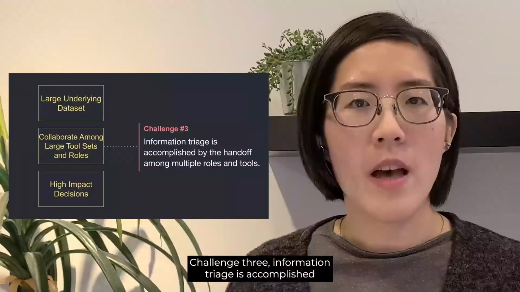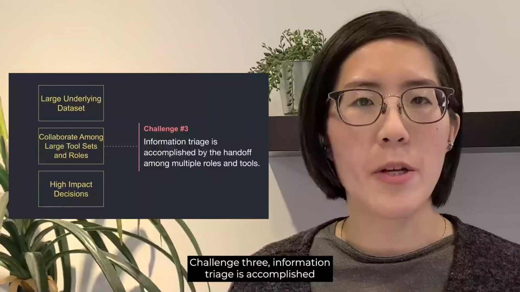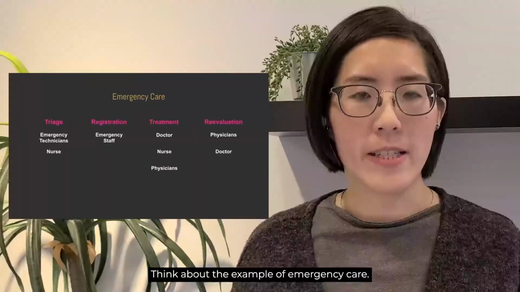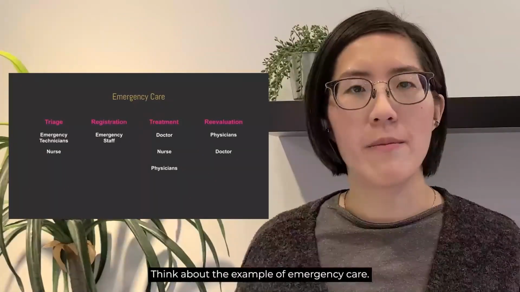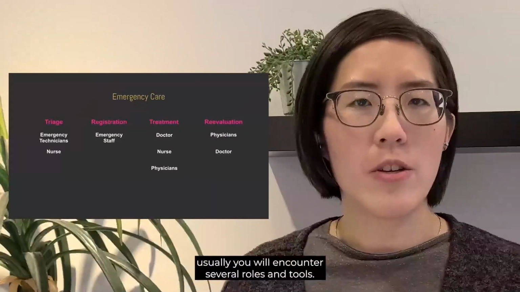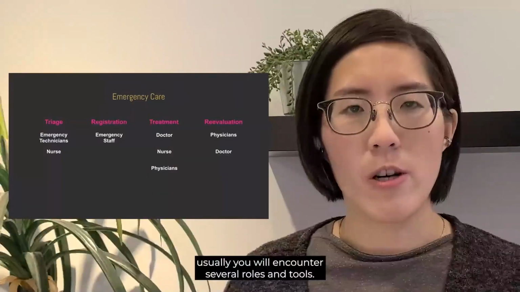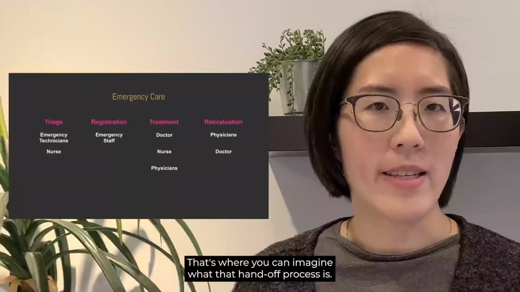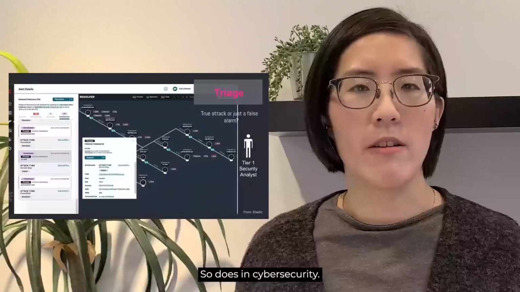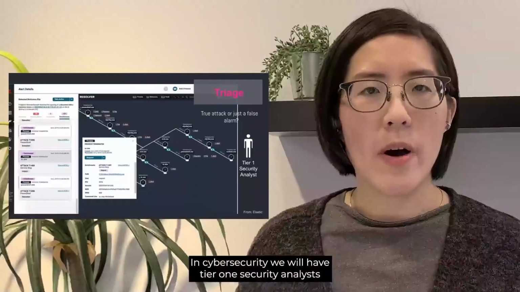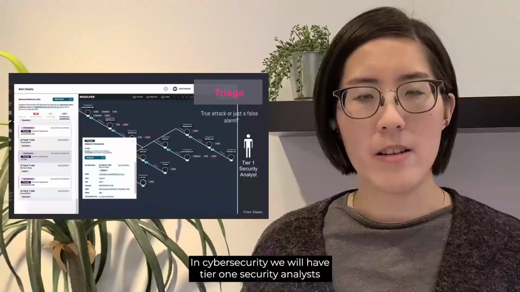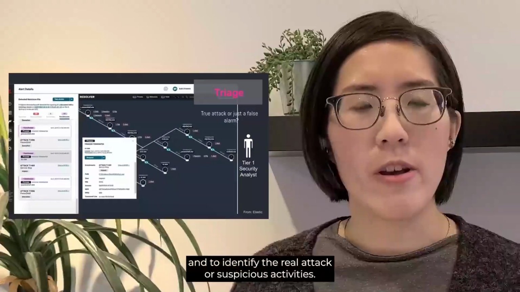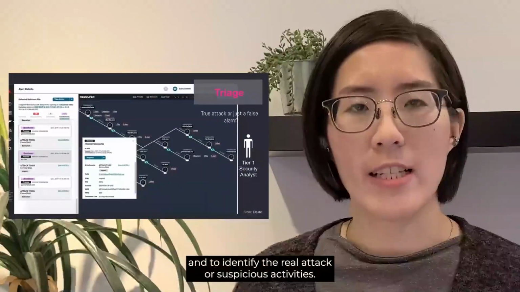Challenge 3. Information triage is accomplished by the handoff among multiple roles and tools. Think about the example of emergency care. When you go to the emergency room, usually you will encounter several roles and tools. That's where you can imagine what the handoff process is. So it is in cybersecurity. In cybersecurity, we have Tier 1 security analysts to filter out false alarms and to identify the real attack or suspicious activities.